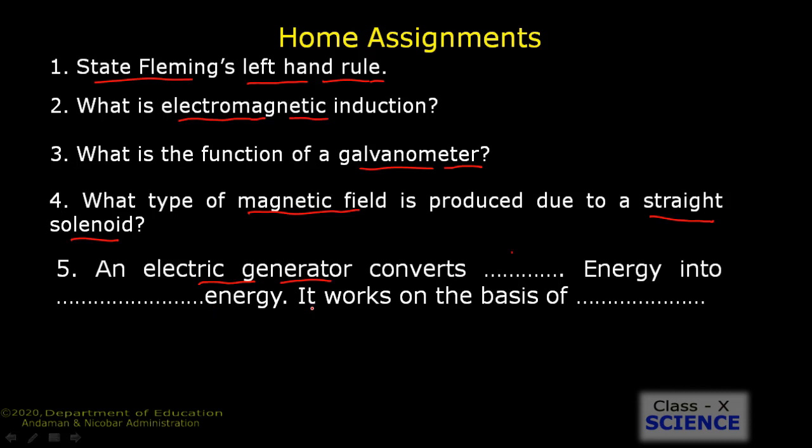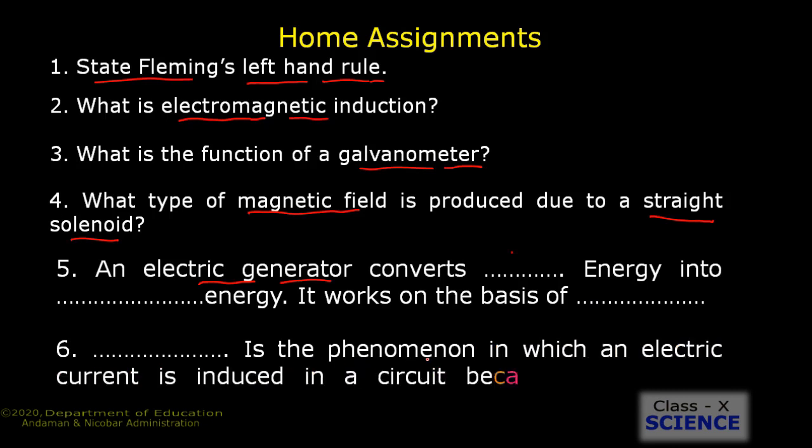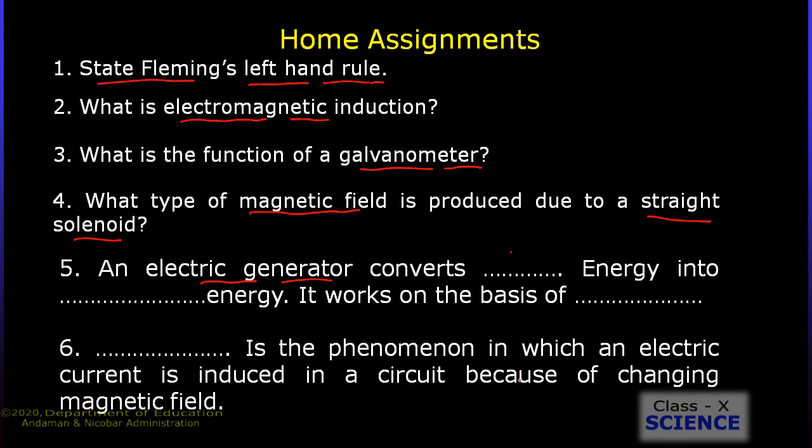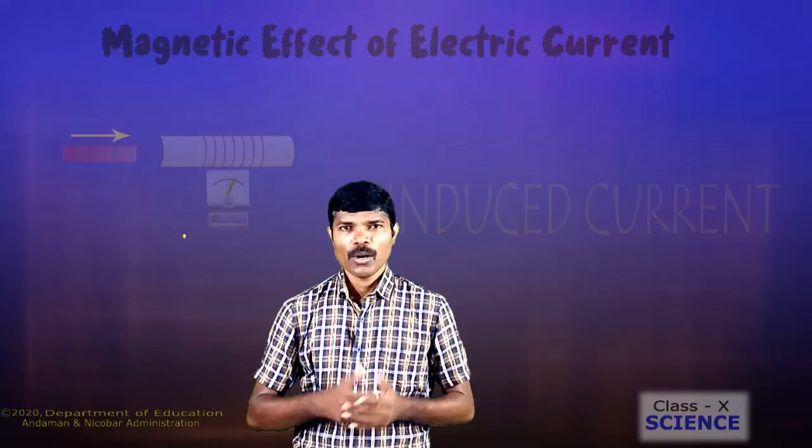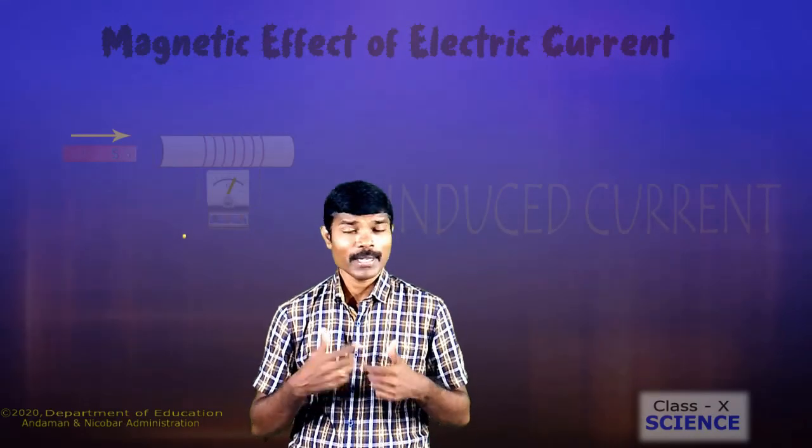And the second part of the same question, it works on the basis of dash. On what principle or phenomenon does the electric generator work? This is also a very simple question. Now you see the sixth question, dash is the phenomenon in which an electric current is induced in a circuit because of a changing magnetic field. Very simple question. So these are the home assignments which you can try. Hope you will do all these home assignments very easily.